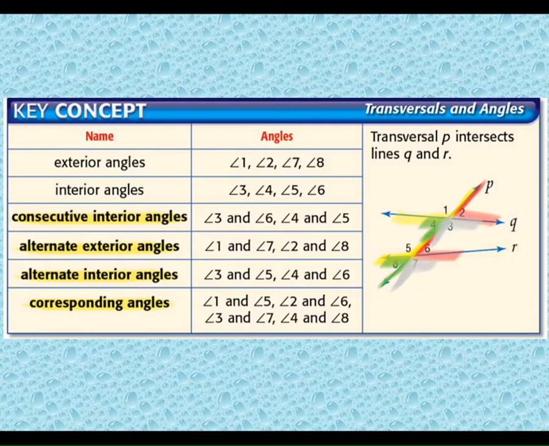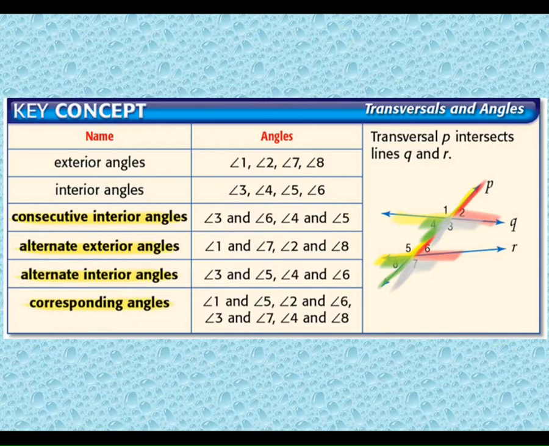Is there a consecutive exterior? There's not a consecutive exterior. Good question. Because there can't be any angles that are both on the exterior and both consecutive. See what I'm saying? Good question. Those are the only types we have here. And there's a bunch of different properties about these angles, but today we're just working on naming them.